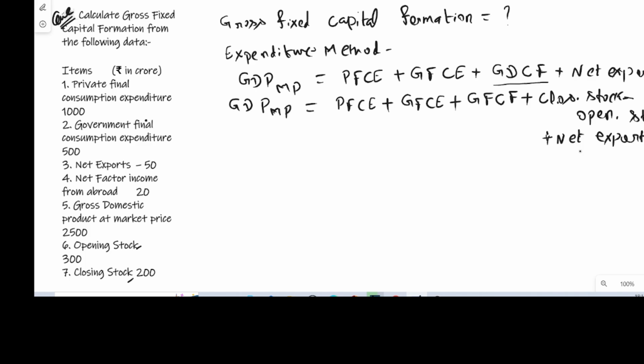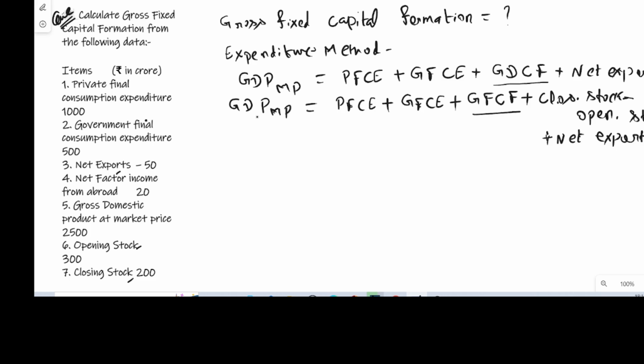We are separately given net exports. Otherwise, we would have written exports minus imports. Okay, then. So we need this gross fixed capital formation. To know this, we must know all these components: GDP MP, private final, government final, closing stock, opening stock, net exports. Okay, first we have to see, are we given GDP MP or which aggregate we are given?